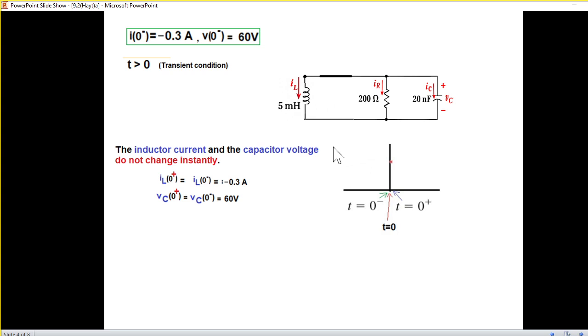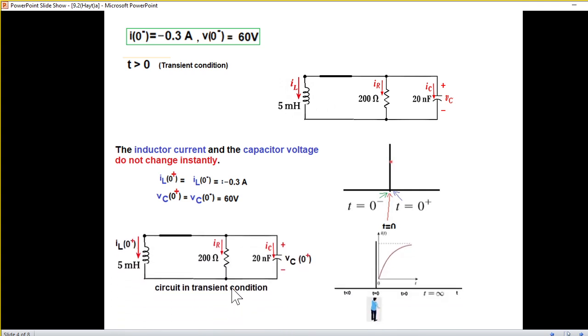A couple of things. One, if you keep this time diagram in mind, this is the 0 point. Just before that is 0 minus, and just after that is 0 plus. There is a property of inductor and capacitor that the inductor current and the capacitor voltage do not change instantaneously. So whatever is the current here will be the same here. Whatever is the capacitor voltage here will be the same here. So we can say that IL0 plus is equal to IL0 minus, which is minus 0.3 ampere. And similarly, voltage VC0 plus is VC0 minus, which we have calculated to be 60 volts.